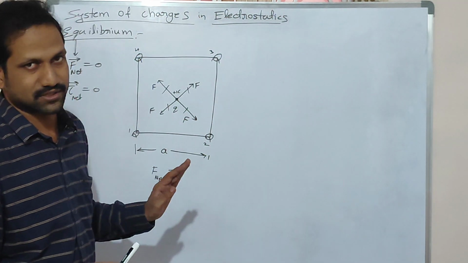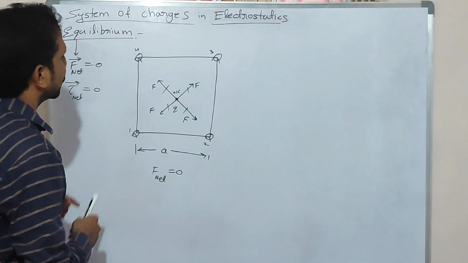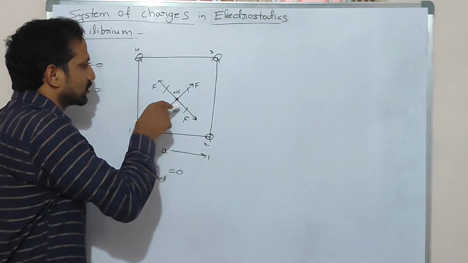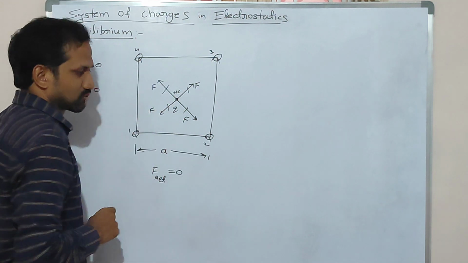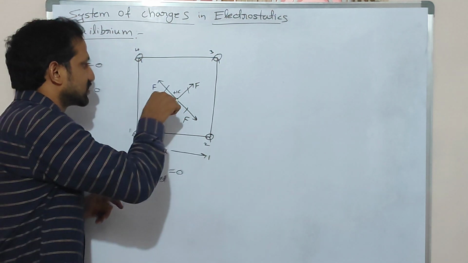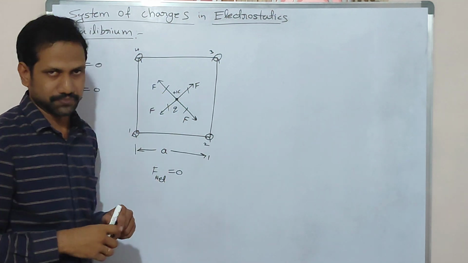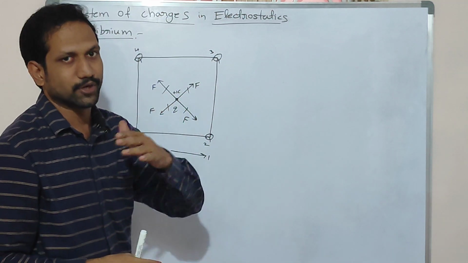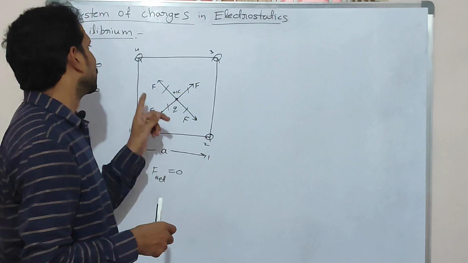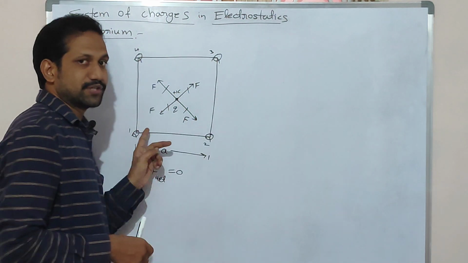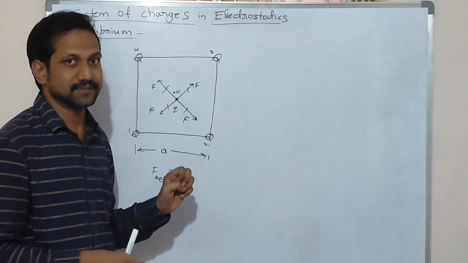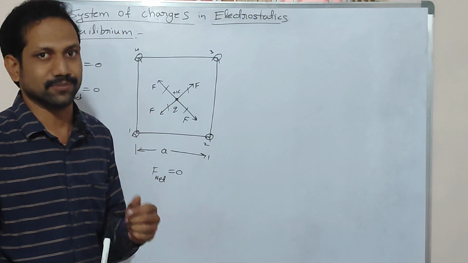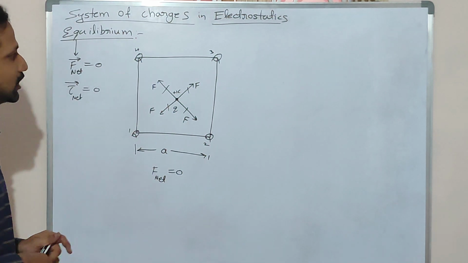So we are going to discuss the situation here. My point that you should remember is that whatever charge you keep at the center of the square, on that charge only the net force is 0. On the other charges the net force may or may not be 0. If the other charges also experience net force 0, then the system is said to be in equilibrium, otherwise it is not.